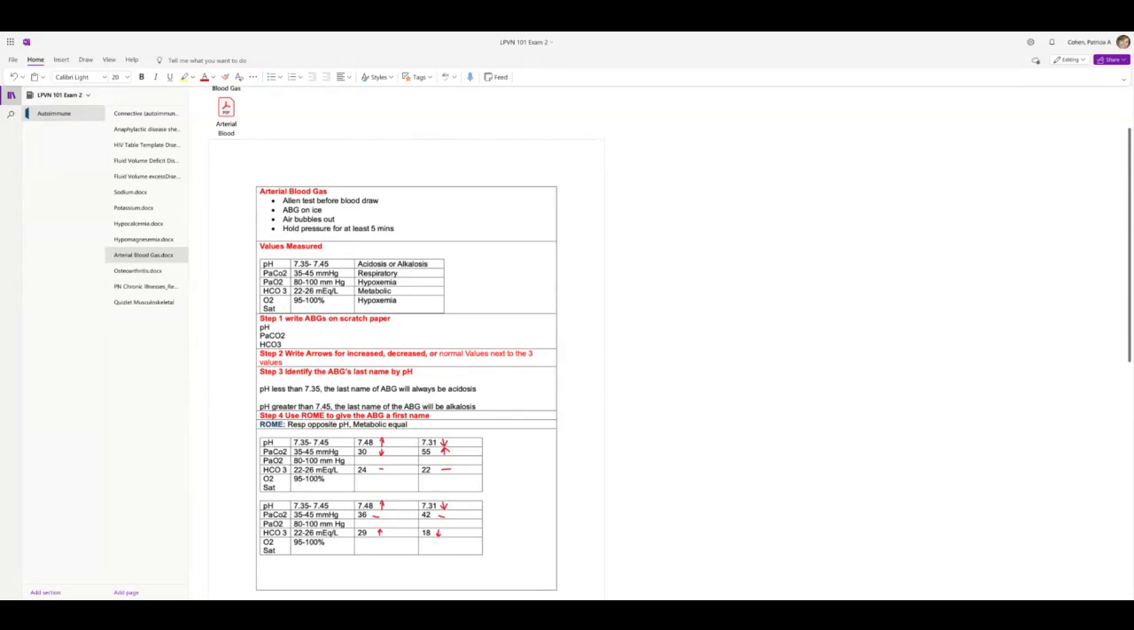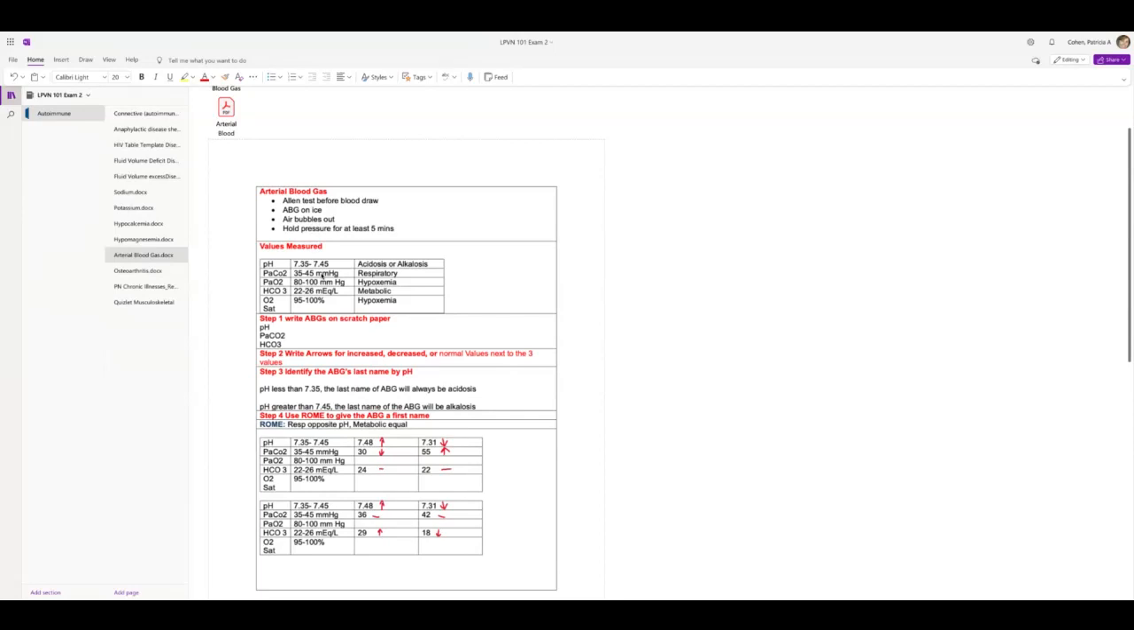Okay, let me just kind of go through it and see if this helps. Okay, now the values measured. There's going to be 5 values on a blood gas. The pH, the PaCO2, the PaO2, the bicarb, and the O2 sat. These are the normals which you're going to get on your exam: 7.35 to 7.45.